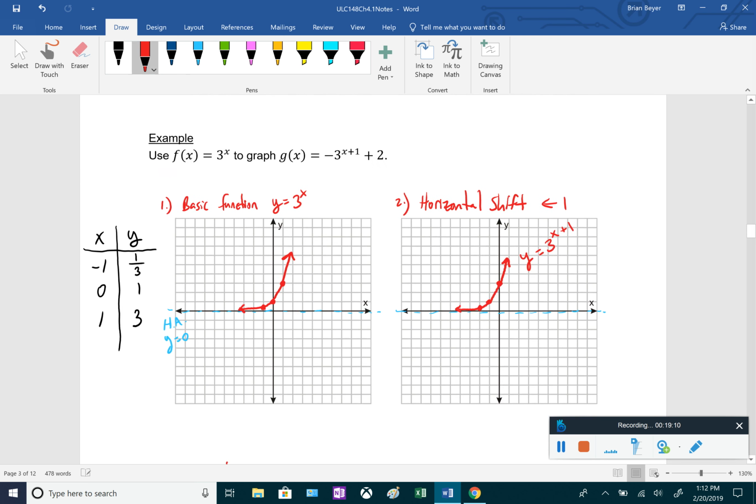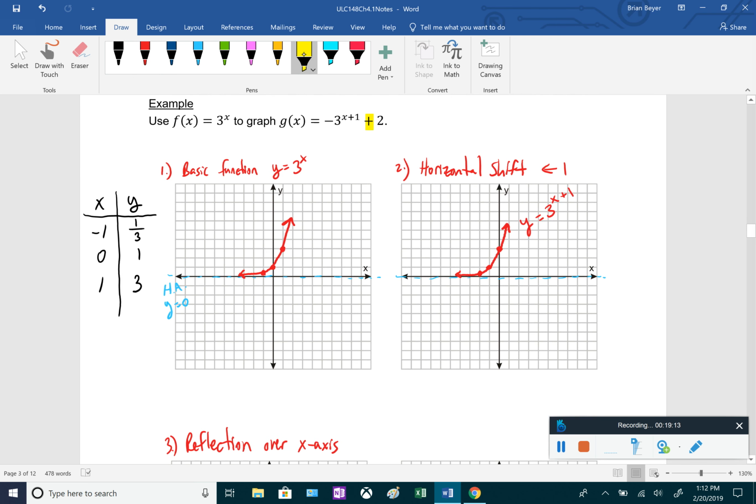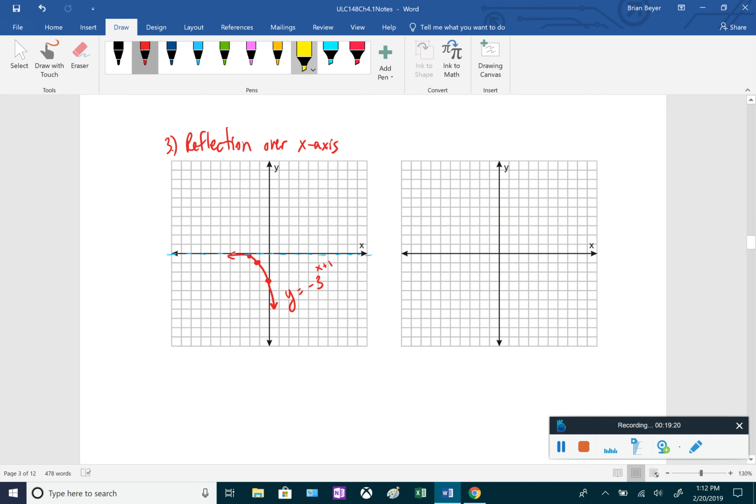We only have one more thing on here. We have that +2 at the end. The +2 is a vertical shift, and it's going to be a vertical shift up 2 units. That's going to be our final graph, which will be our final answer. So we go to the graph that we just did, and we move everything up 2 units. So it's going to be about here, here, and here. And we draw those in, something like that.